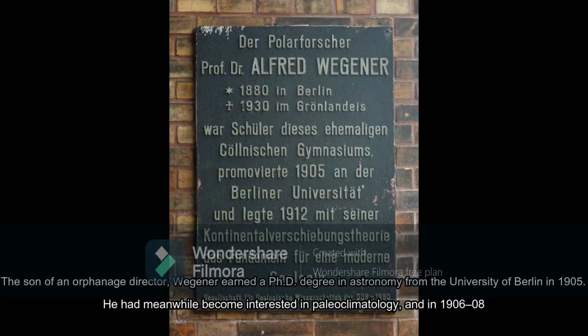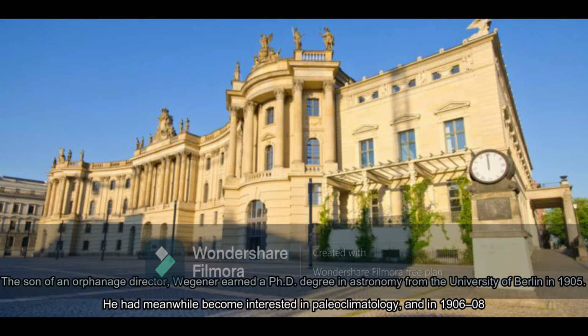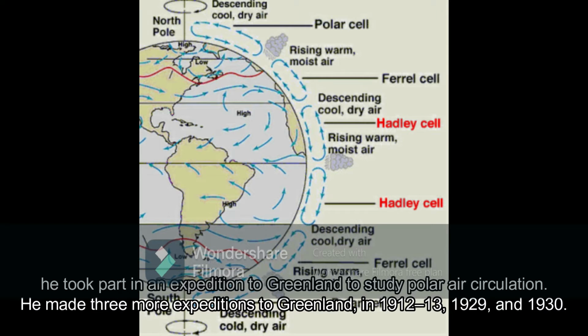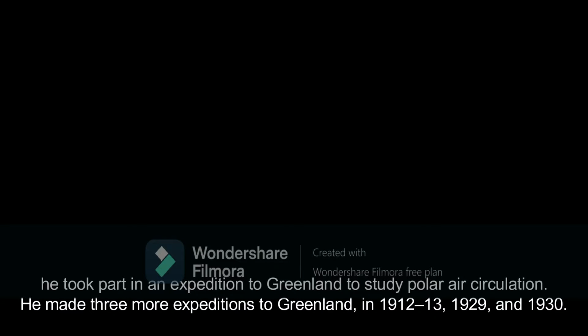The son of an orphanage director, Wegener earned a PhD degree in astronomy from the University of Berlin in 1905. He had meanwhile become interested in paleoclimatology, and in 1906 to 1908, he took part in an expedition to Greenland to study polar air circulation. He made 3 more expeditions to Greenland in 1912 to 1913, 1929, and 1930.